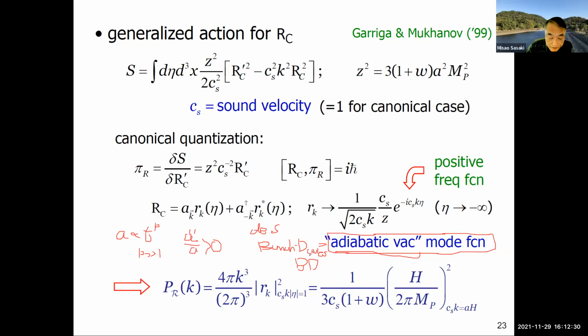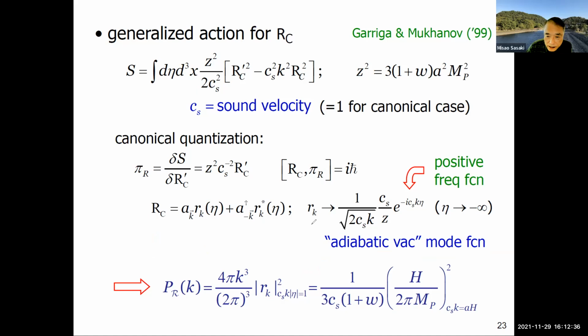So this is more general, but anyway, this is the behavior you find. And this behavior determines the amplitude of the curvature perturbation. And now you can do exactly the same approximation, where you just assume this is valid until horizon crossing and estimate this at the, oh, by the way.